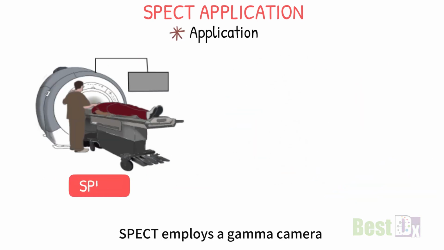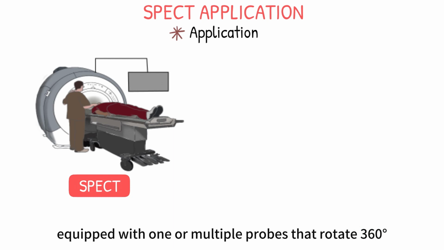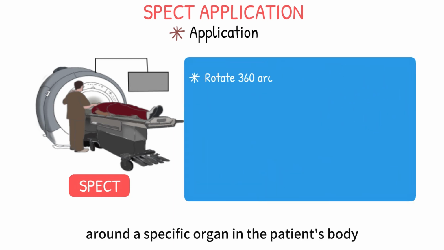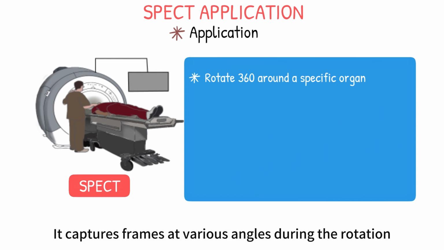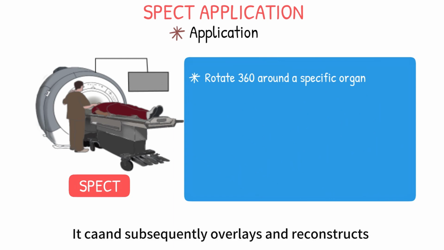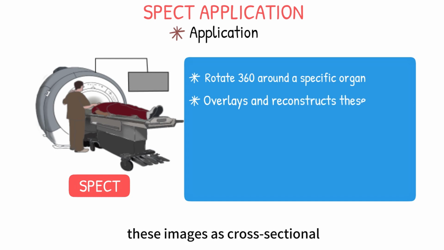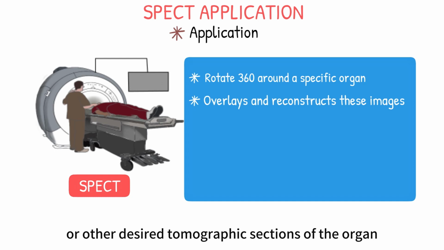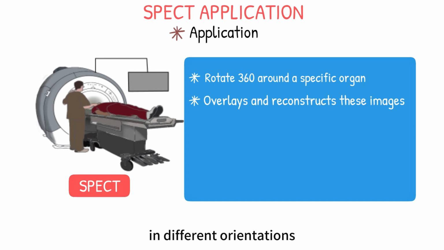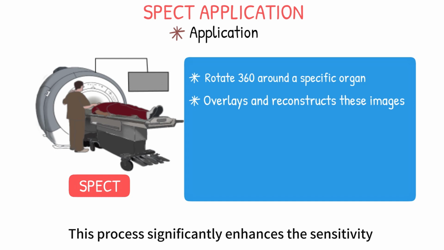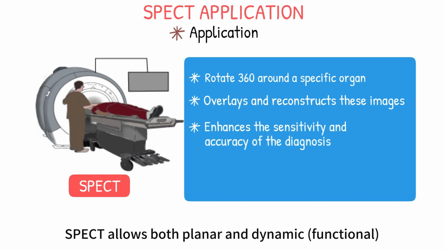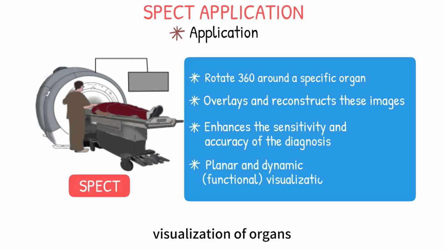SPECT employs a gamma camera equipped with one or multiple probes that rotate 360 degrees around a specific organ in the patient's body. It captures frames at various angles during the rotation and subsequently overlays and reconstructs these images as cross-sectional, coronal, sagittal, or other desired tomographic sections of the organ in different orientations. This process significantly enhances the sensitivity and accuracy of the diagnosis. SPECT allows both planar and dynamic function visualization of organs.